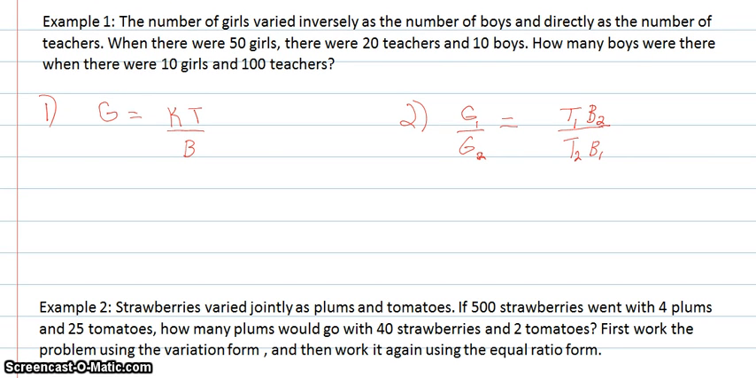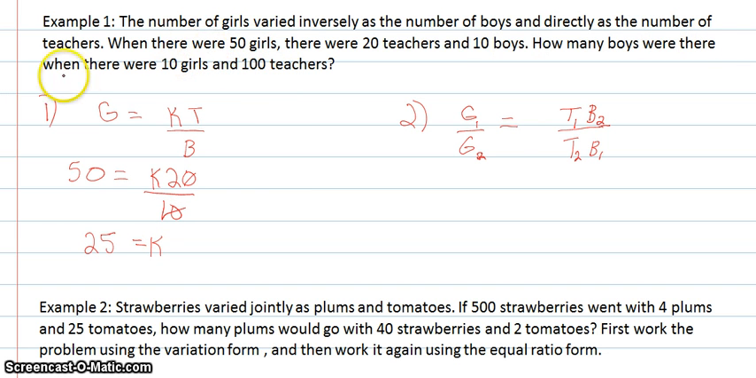So for the first method, we find K first. So I would fill in this information of 50 girls, leave the K because that's what we're going to find, 20 teachers, and 10 boys. Okay, then we can simplify this a little bit. 10 would cancel and only leave a 2 on top, and then I would divide by the 2, so 25 would equal K.